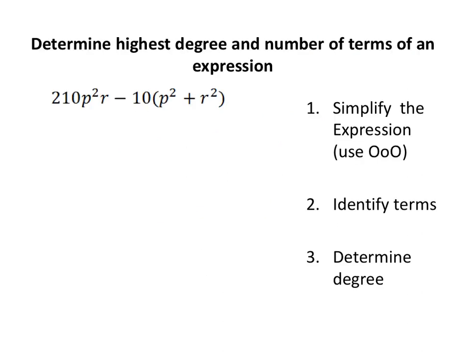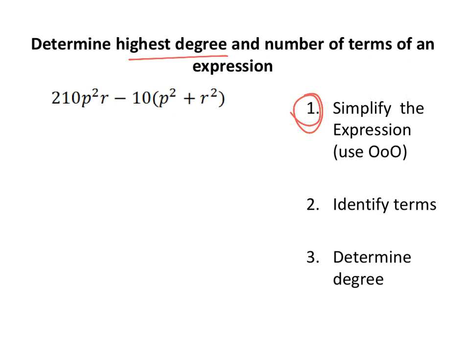And that's something that we're going to be doing here. The first thing that we're going to do is determine the highest degree of each of the terms and the number of terms of an expression. And if you look at it, the first thing that we do is always simplify the expression using our order of operations. So when we look at something, we recognize what we need to do, and then we simplify it as much as we can, and then we go to step 2 and step 3.